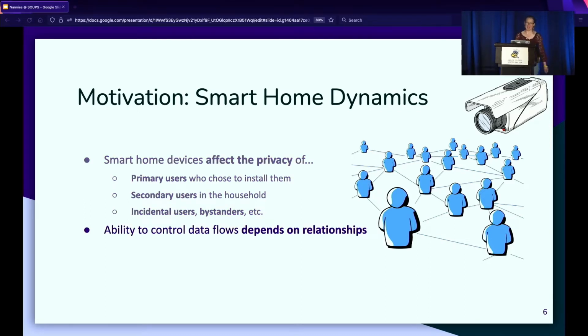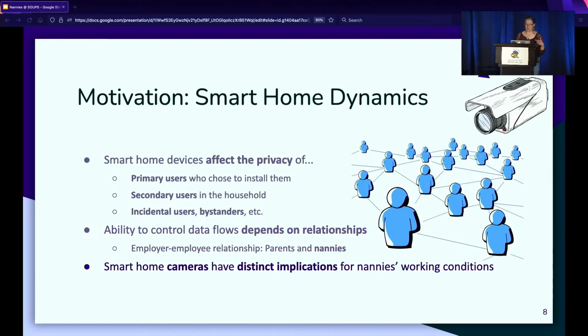How much control secondary or incidental users or bystanders have over what data devices collect about them depends on their relationship with the primary users. Our research focused on employer-employee relationships in smart homes, specifically the case of nannies. We wanted to examine how the inherent power imbalances in that relationship affect privacy perspectives and outcomes. And amongst smart home devices, we focused on cameras because employers can more readily use them to surveil the nanny and thus affect their job satisfaction and job security.